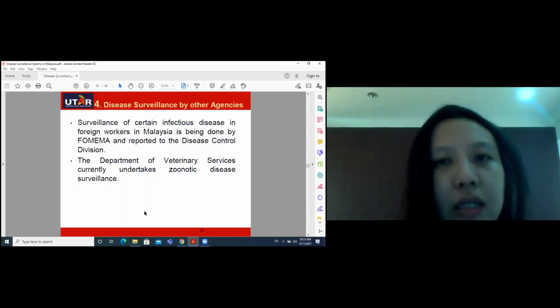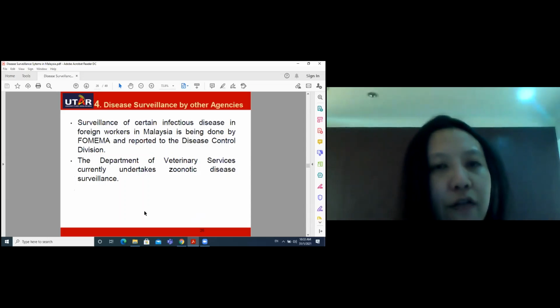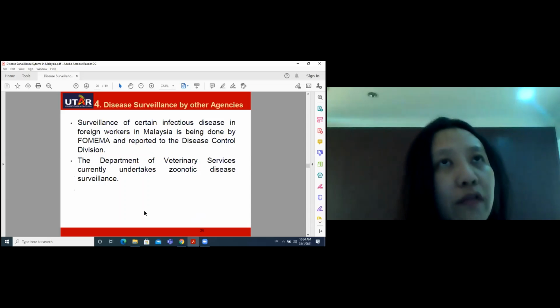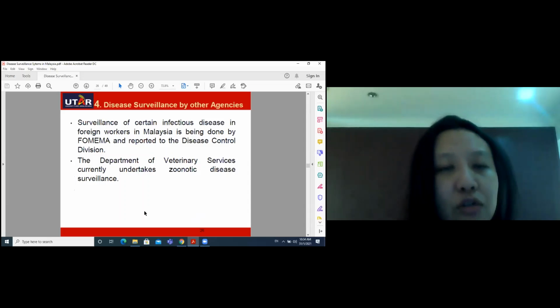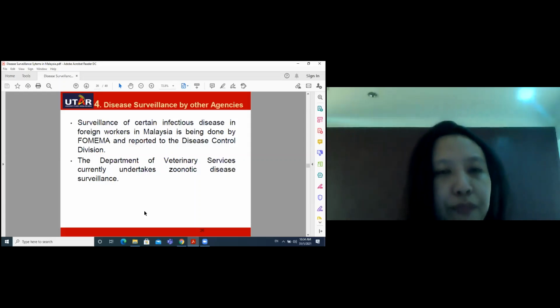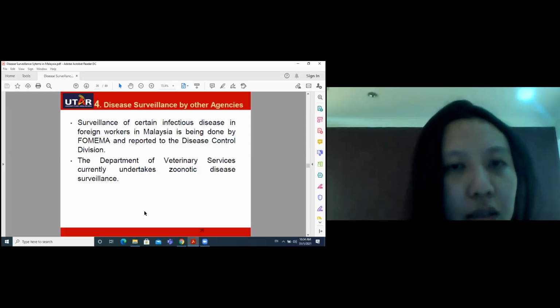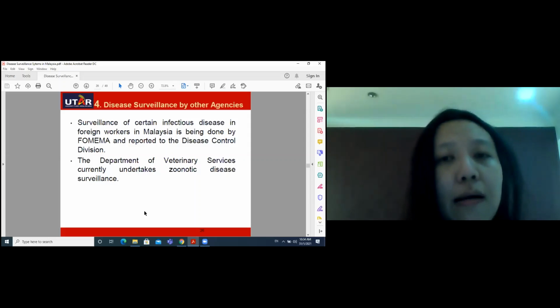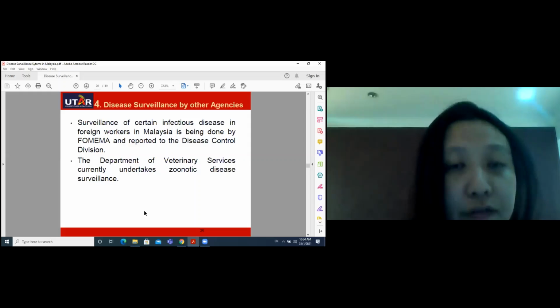The fourth one would be disease surveillance by other agencies, for example FOMEMA. FOMEMA is the surveillance for foreign workers. FOMEMA is one of the agencies that work together with our Ministry of Health Malaysia and the Ministry of Agriculture Malaysia. All foreign workers, before they depart for Malaysia, need to be tested for HIV, hepatitis B, syphilis, drug test, and also the pregnancy test.